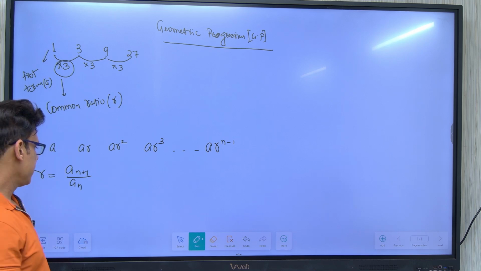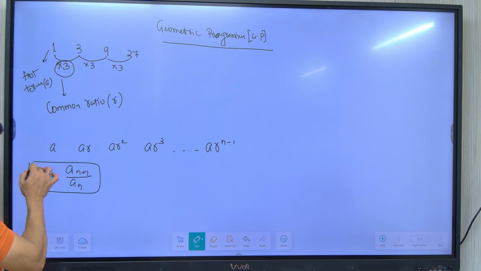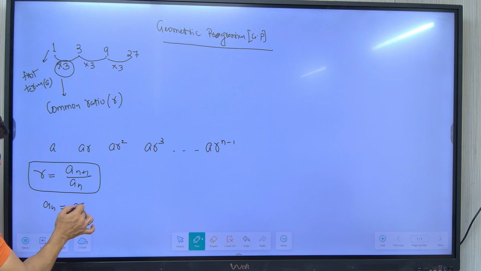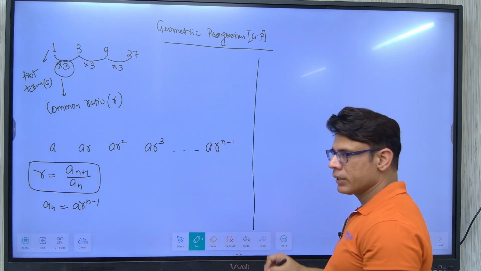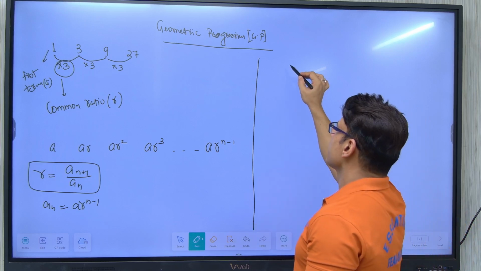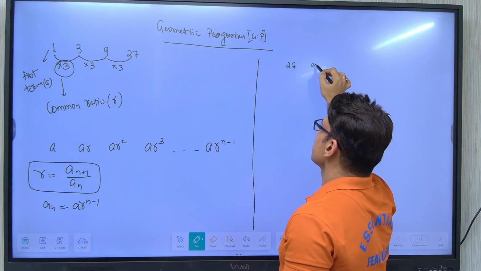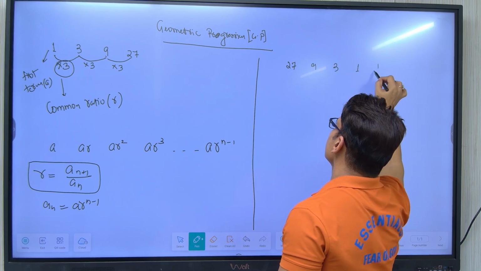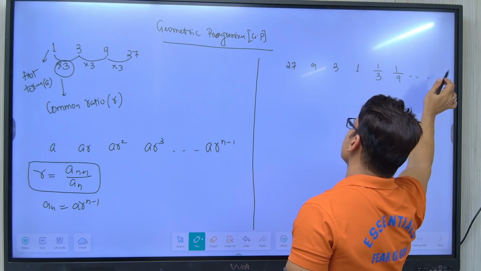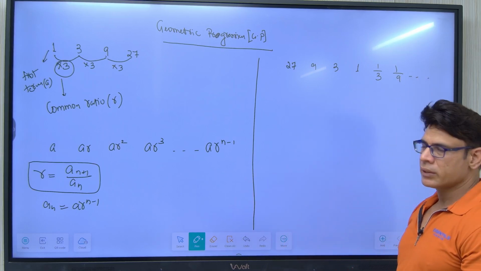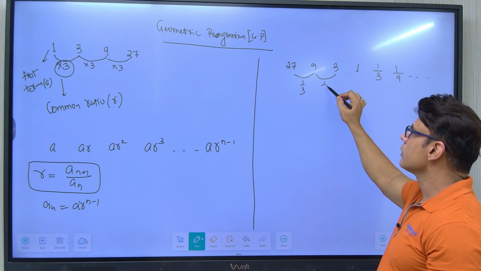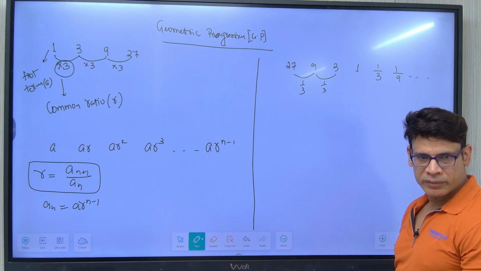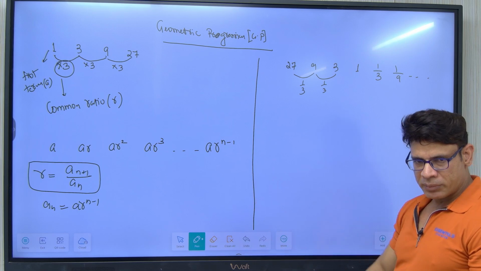So common ratio can be less than 1 also. So R is clear. Nth term is what? AR raised to the power n minus 1. Now here R is greater than 1. R can be less than 1 also. For example, you can have a sequence 27, 9, 3, 1, 1 by 3, 1 by 9 and so on. So in this case, what is your R? 1 by 3, right? So R is less than 1 or not? Nth term का formula will remain same.